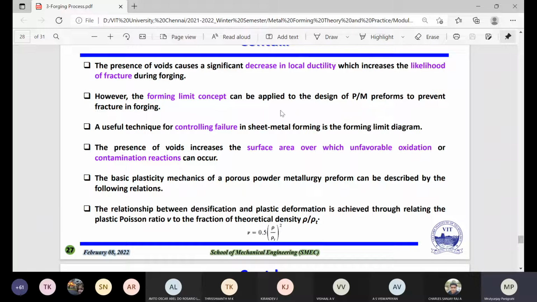However, the forming limit concept can be applied to the design of powder metal components to prevent fracturing in forging. That is also known as the forming limit concept. That one we will talk about in sheet metal forming. Okay, so I just mentioned here a useful technique for controlling failure. If you do not want that failure, you have to check. You have to control everything, because if you cannot control, then it will fail.